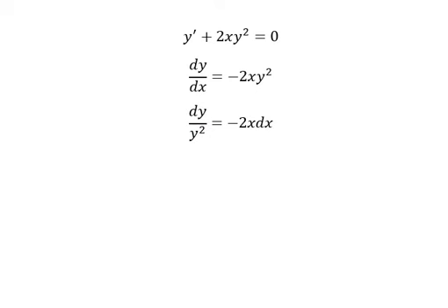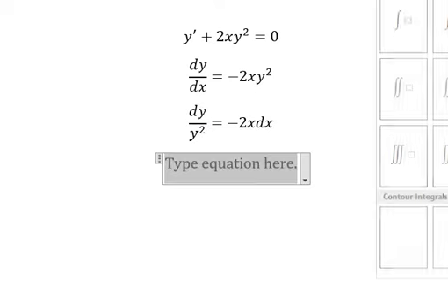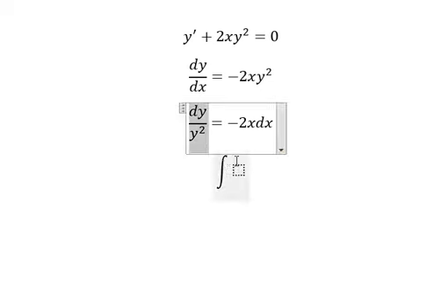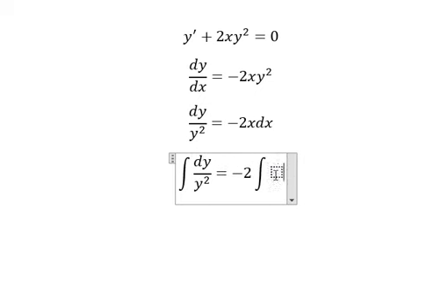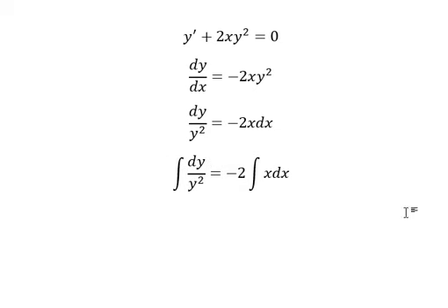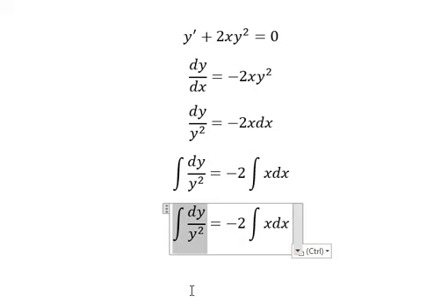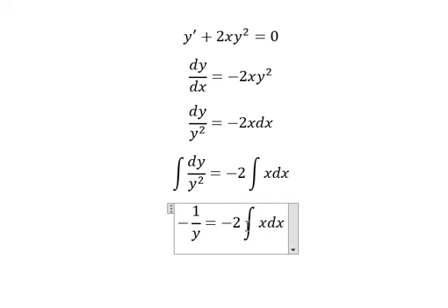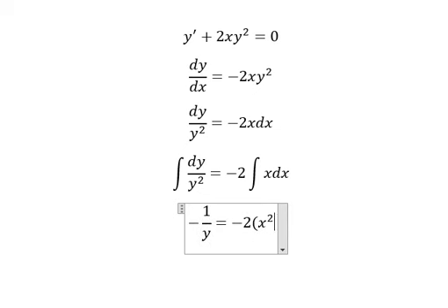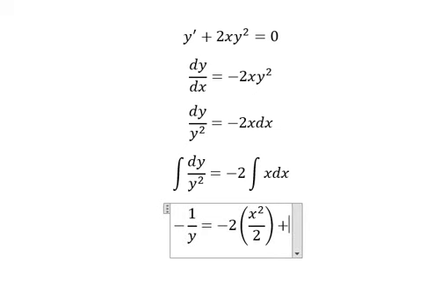Next, I will put the integration for both sides. The integration of this one, we have negative 1 over y. This one, we have x squared over 2, and I will put plus c.